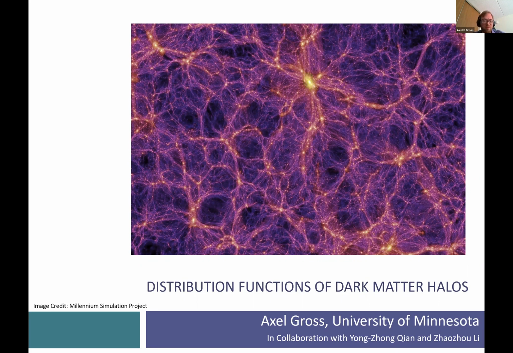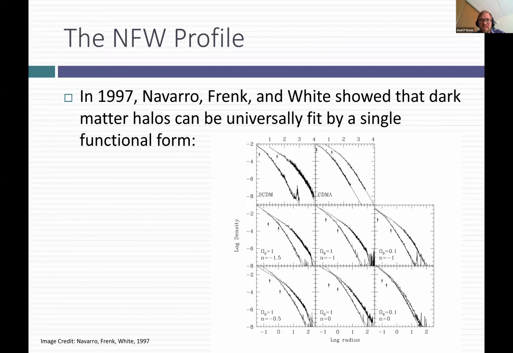So, we've had N-body simulations for a while now. What have we learned so far? Perhaps most significantly, we've learned that the density profiles of dark matter halos can be universally fit. This was shown in 1997 by Navarro, Frenk, and White. They showed that regardless of the initial conditions, regardless of the cosmology that you're working in, regardless of what time you're looking at, the size of the halo, a wide variety of things, pretty much universally, you get the same functional form for dark matter halos.